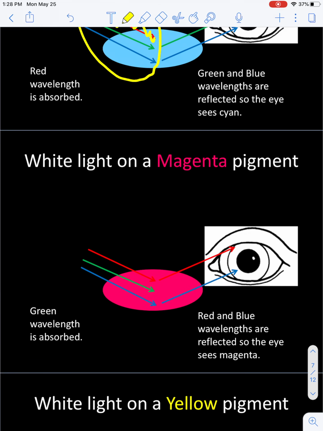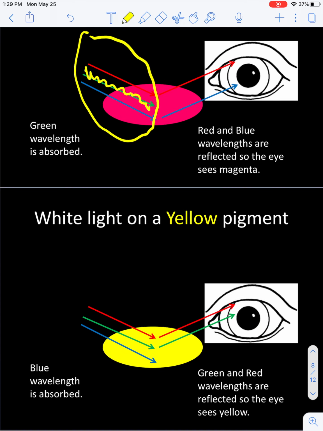Let's try white light on a magenta pigment. So again, you put the white light going in. Your three primary colors, red, green, and blue. And the green is subtracted or absorbed. And the fact that we see magenta must mean that the red and the blue, because that's the two colors of light that come together to make magenta, are bouncing back into our eyes.